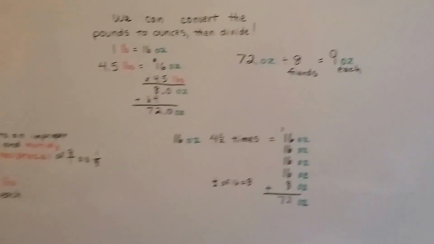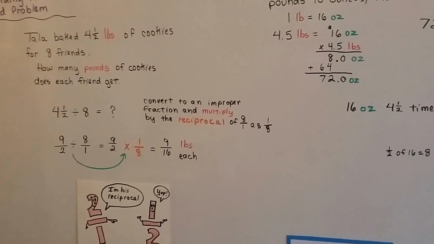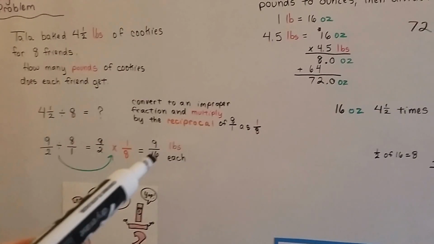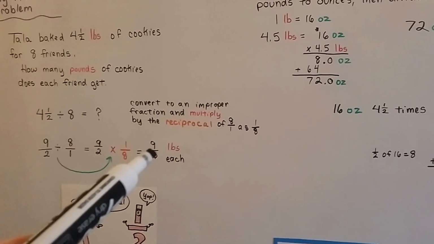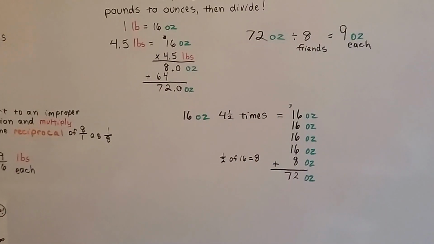Okay? Now, do you notice in this one that there are 16 ounces to a pound, and each one's getting 9 ounces? And in this one, they're getting 9/16 of a pound? Well, that's no coincidence. This is 1 pound, and they're getting 9 parts of that 1 pound. See? 9 ounces out of the 16.